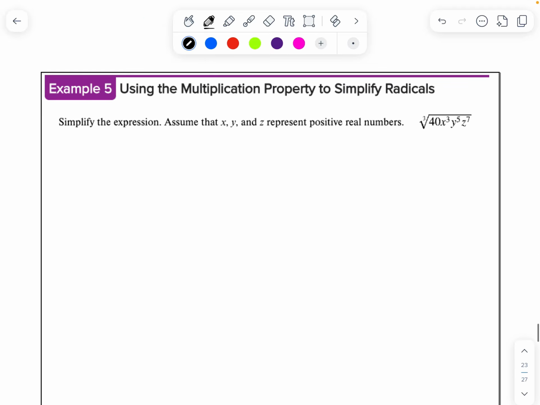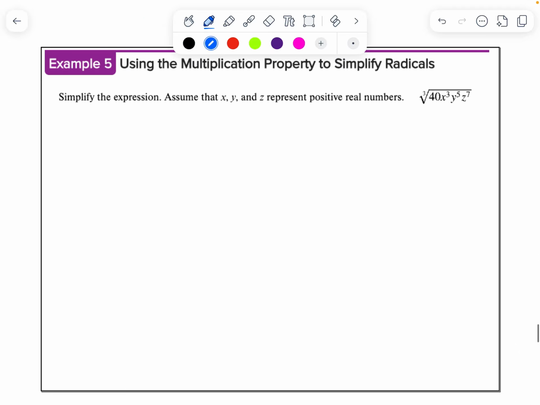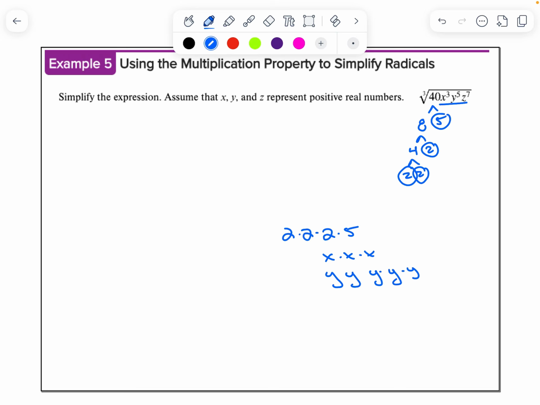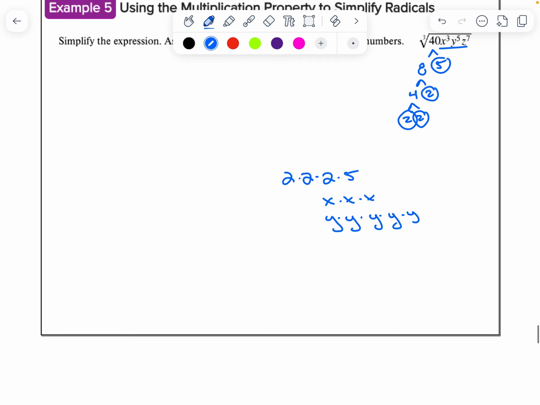All right, toughie. We've got a little combination of everything. The square root of 40, I can break that down into 8 and 5. 8 is 4 and 2. 4 is 2 and 2. And so my prime factors, including the x's, y's, and z's, I've got 2, 2, 2, 5, x, x, x, y, y, y, y, y, 5 of those because it's y to the 5th, and z to the 7th.